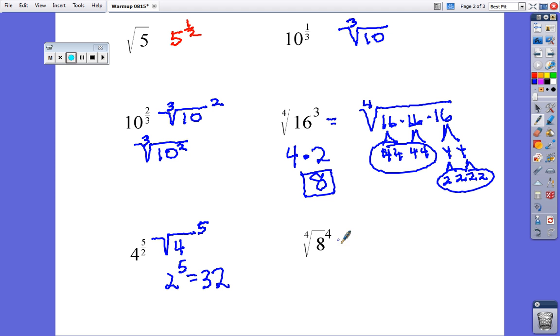All right, over here we have a power of 4 and a 4th root. So we can rewrite this as 8 to the 4 over 4, and that fraction makes a 1. So we really just have 8 to the 1st power or 8. So the power and the root, since they're the same, cancel each other out. Let's go to the next page.